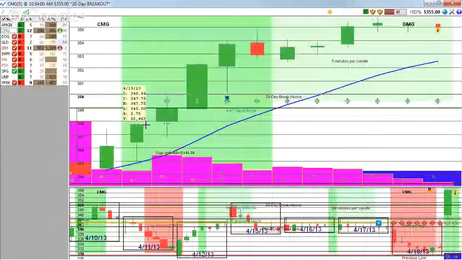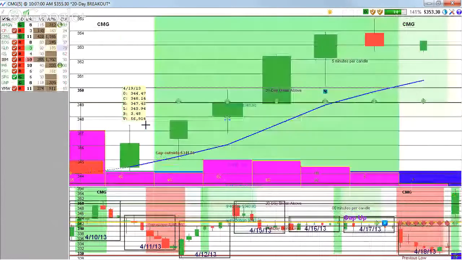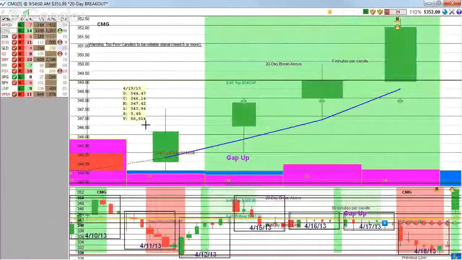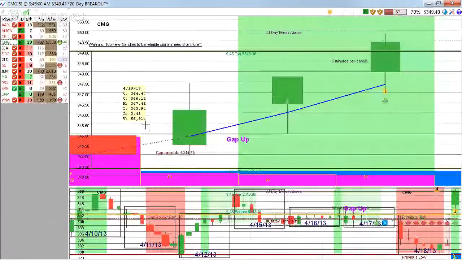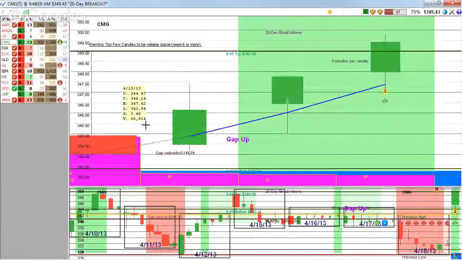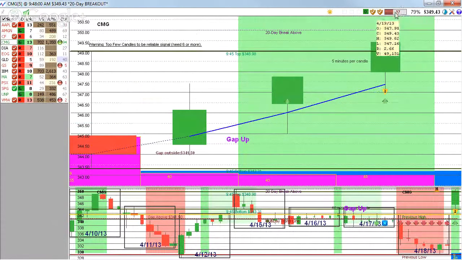I'm just going to go to 5-minute count. Oops, too far. So what was the market doing? At that moment, the market was a little bit on the red side. It wasn't strong red, but it was a bit on the red side. So I might not have gotten that trade.